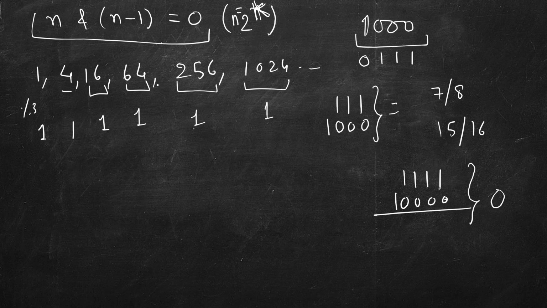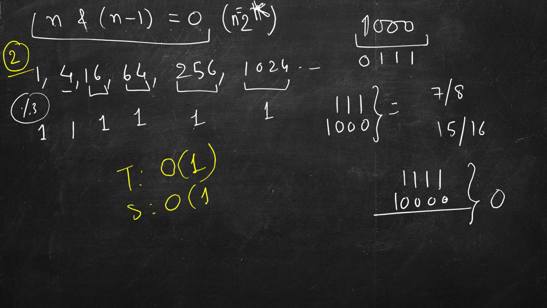So any power of 4, you take modulo 3, you get 1. So this would serve as our second solution. And what will be the time complexity? We can combine all of these in one statement: if n and n minus 1 is 0 and n modulo 3 is 1. So this was the second solution, and this was O of 1 time and O of 1 space.